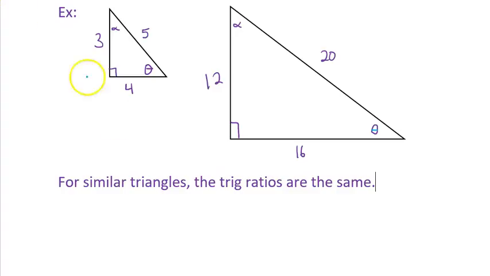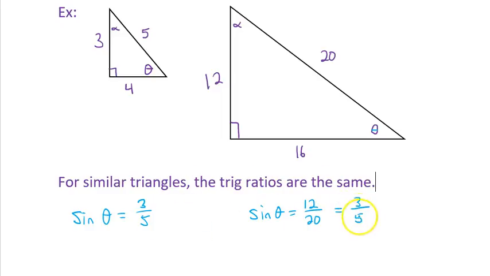If I look at the little triangle and do the sine of theta, the sine of theta would be opposite over hypotenuse, so 3 over 5. Now look at the big triangle and do the sine of theta. That would be 12 over 20. But what does 12 over 20 reduce to? 3 over 5. So the ratios end up being the same once you reduce. So similar triangles have the same trig ratios. You just have to remember to reduce.